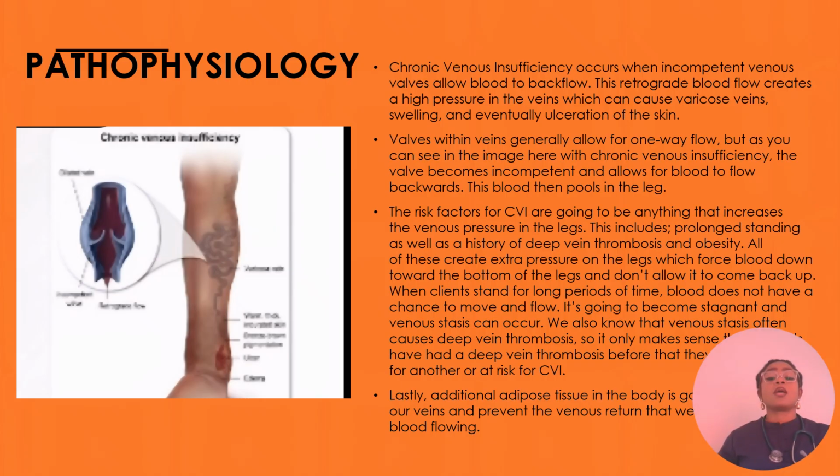the skin. Valves within veins generally allow for one-way flow, but as you can see in the image here, with chronic venous insufficiency, the valve becomes incompetent and allows for blood to flow backwards. This blood then pools in the leg.